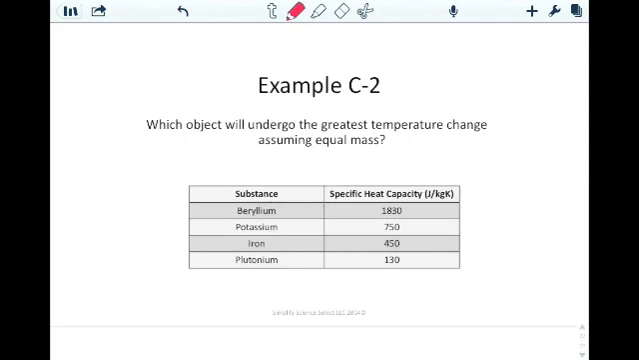Next example, which object will undergo the greatest temperature change assuming equal masses? So when we're looking at the greatest temperature change, what's going to change the temperature the easiest? Well, it's going to be the one with the lowest specific heat. If we have a really low specific heat, that means our temperature changes really quickly. If we have a high specific heat, that means our temperature changes slowly. So the lower the specific heat, the faster the change. The higher the specific heat, the more resistant it is to changing temperatures.